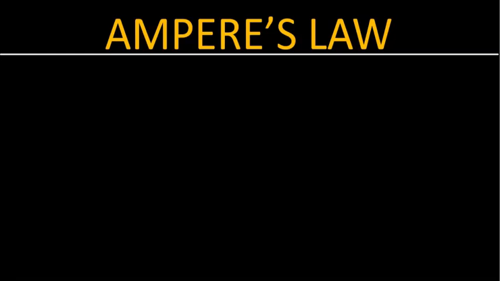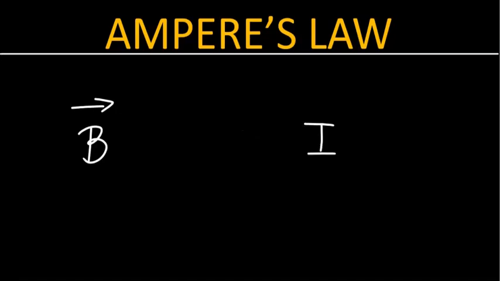Ampere's law relates two important quantities in physics. The first is the magnetic field, and the second is the electric current that produces that magnetic field. The complete form of Ampere's law looks like this.